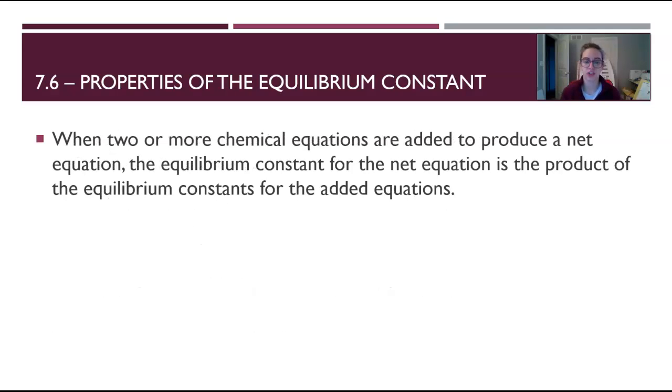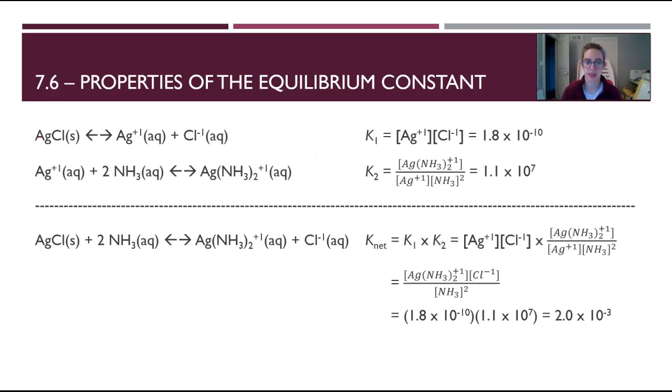And finally, if you add 2 or more chemical equations to create a net equation, the equilibrium constant is the product of the equilibrium constants for the added equations. So let's look at our example. So we have 2 reactions here, and we're going to combine them to form a net reaction, which is below the dotted line. Our first reaction just includes the products because the reactant is a solid. So it's going to be the silver ion multiplied by the chloride ion, which has a constant value of 1.8 times 10 to the negative 10th.